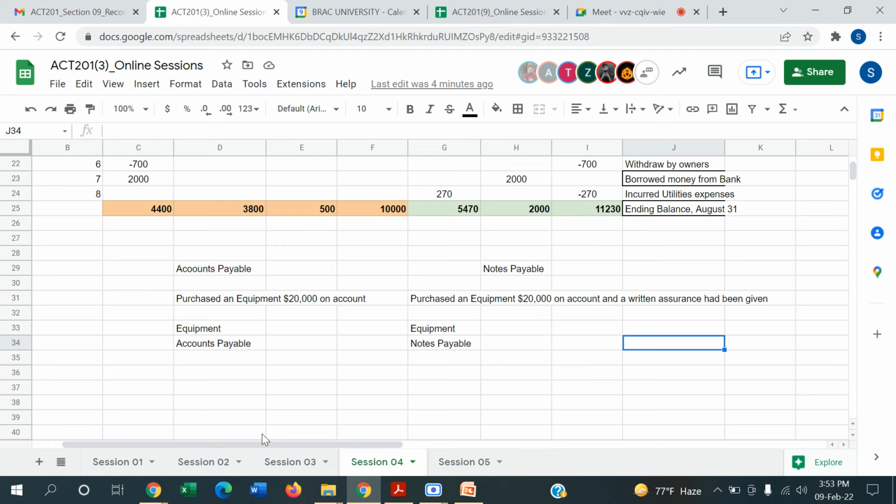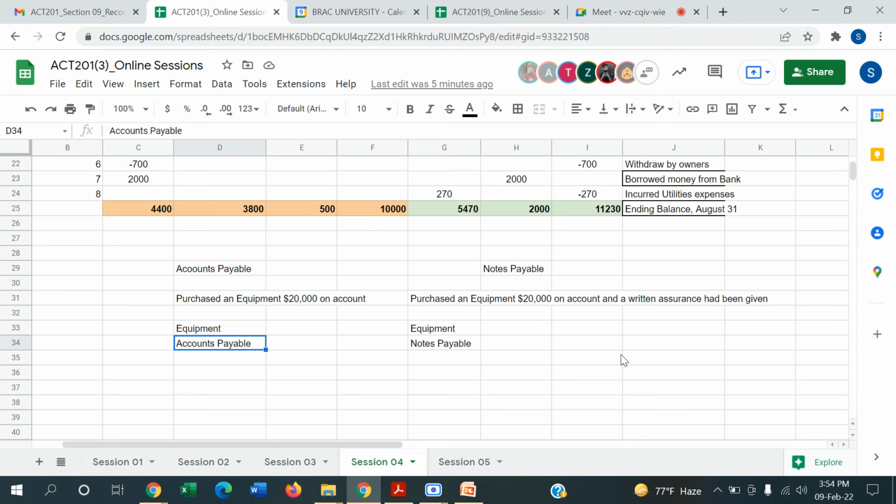Say, for example, you bought something on account, that will be the accounts payable. But after purchasing these things on account, if you give any written assurance on a stamp that after a certain period of time you are going to pay this amount to that party, that will be known as a notes payable. That means if any written assurance or written guarantee has been given, then it will be considered as a notes payable. Otherwise, it's an accounts payable.